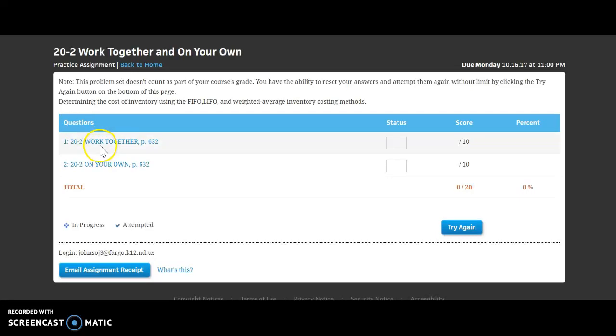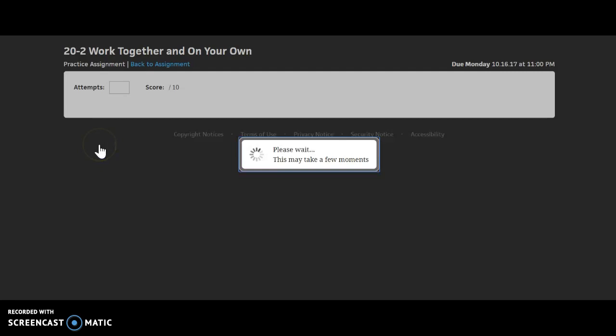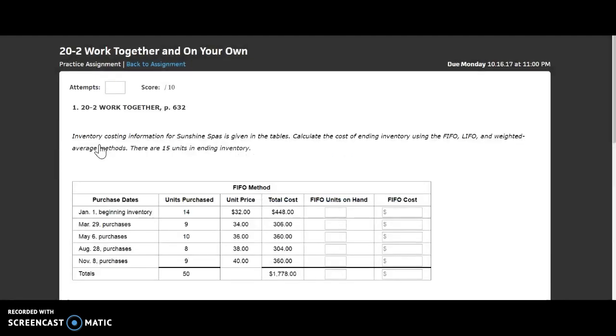20-2 work together. Inventory costing information for Sunshine Spas is given in the tables. We're going to calculate the cost of ending inventory using the FIFO, LIFO, and weighted average methods.